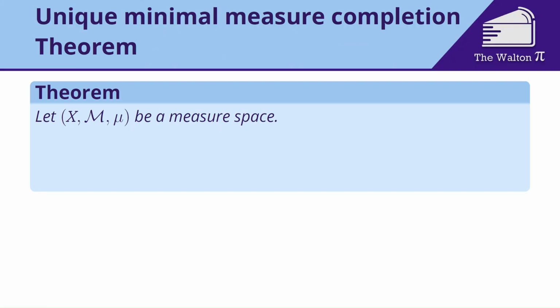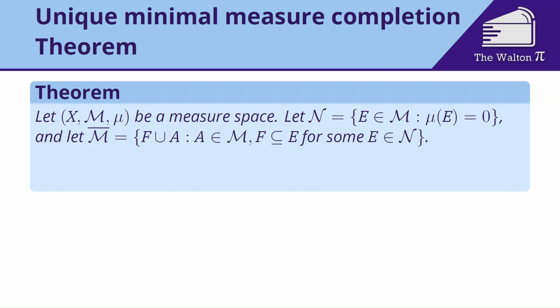Let (X, M, mu) be a measure space. Let N be the set of all the null sets in our sigma algebra, so the set of all the sets in our sigma algebra M where the measure of that set is 0. And let M bar be the collection of all sets of the form F union A, where A comes from our original sigma algebra M, and F is a subset of one of these null sets.